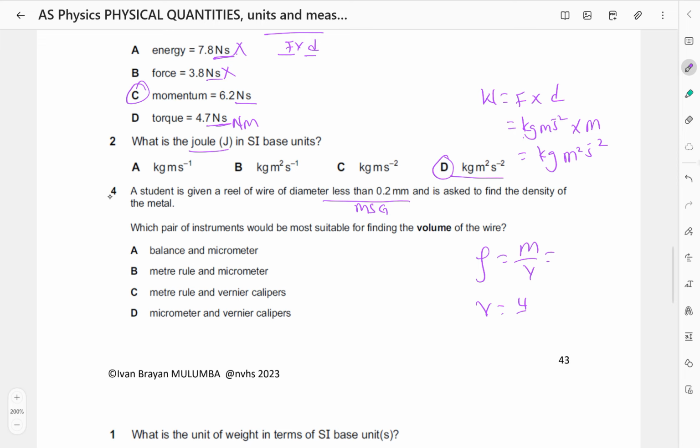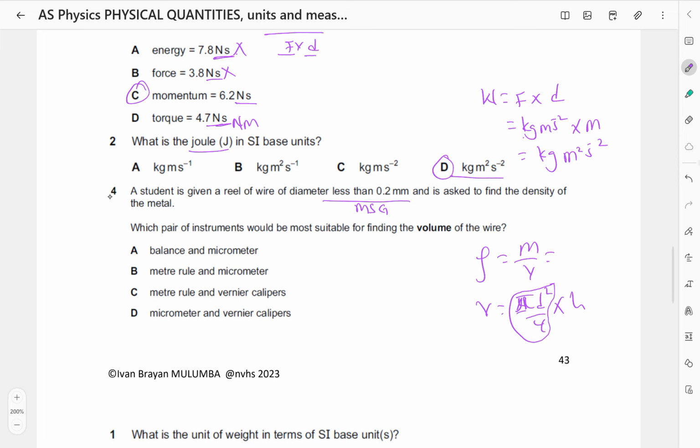The volume is going to be the cross-sectional area, pi d squared over 4, or pi r squared, times a certain length, or times the height. So this is pi d squared over 4 times the height. That will be the volume.